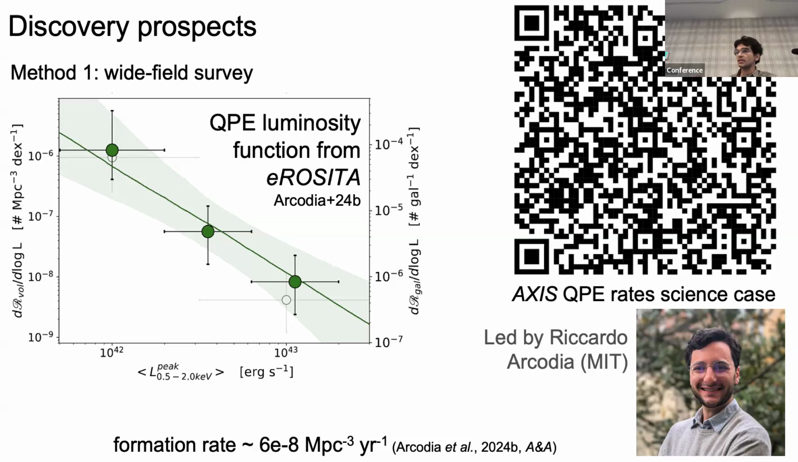So you can easily imagine, by having a careful and cleverly designed survey strategy of pointing at the same regions of the sky repeated times with the right cadence, you can use AXIS to find blindly a sample of many, many more QPEs. And this is what he's done in this complementary QPE rates science case that I've linked here.